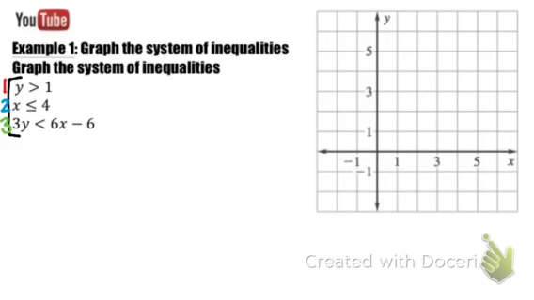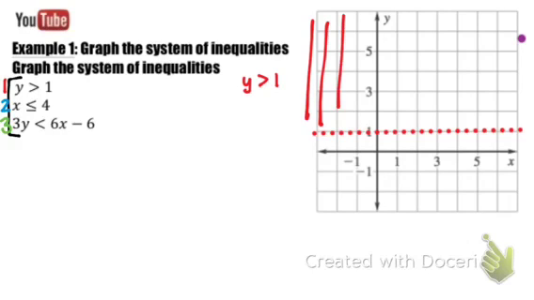So the first inequality, y is greater than 1, we need a dotted line because we are dealing with a greater than sign, and we're going to have a horizontal line on 1. Since we're greater than, we have to shade everything above that line to represent the solution of that inequality.